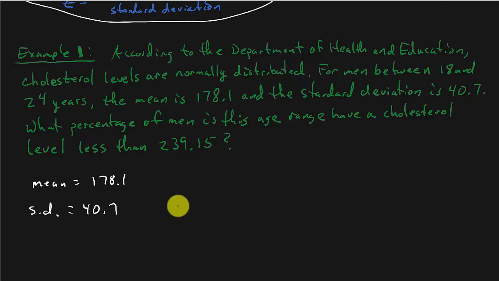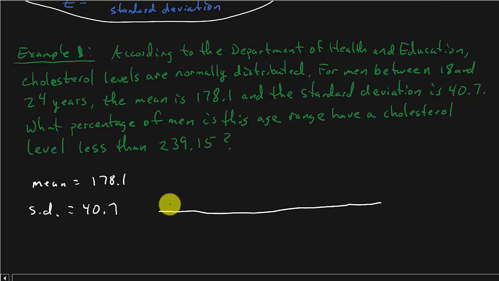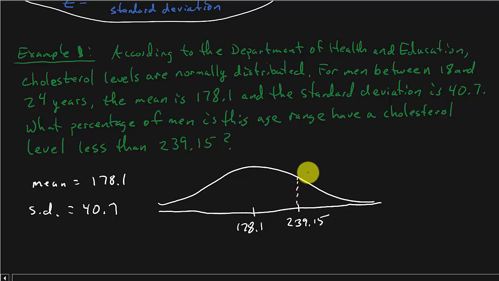So look, just draw a picture. Okay, so the mean is 178.1, and we've got 239.15. Okay, and we want to know who have a cholesterol level less than this. So we're looking for this percentage here, or this area.